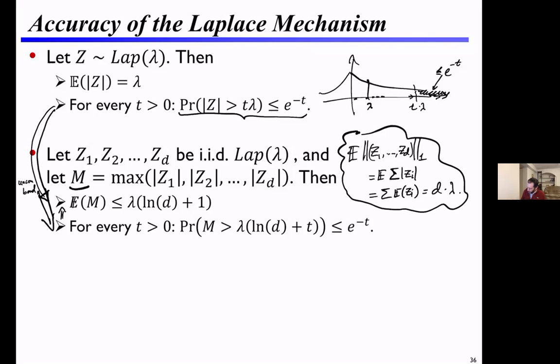The other useful property is a tail bound, which says that for every t, the probability that this maximum exceeds lambda times log d plus another t multiples of lambda is at most e to the minus t. Basically, if I look at the distribution of M, who knows what happens up until lambda times log d, but once you pass that point, it starts to drop off exponentially. And at lambda times log d plus t, the mass under the tail is at most e to the minus t.